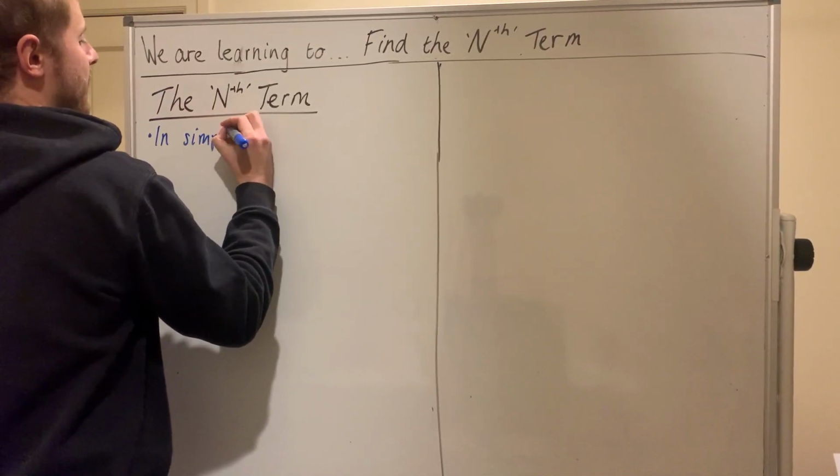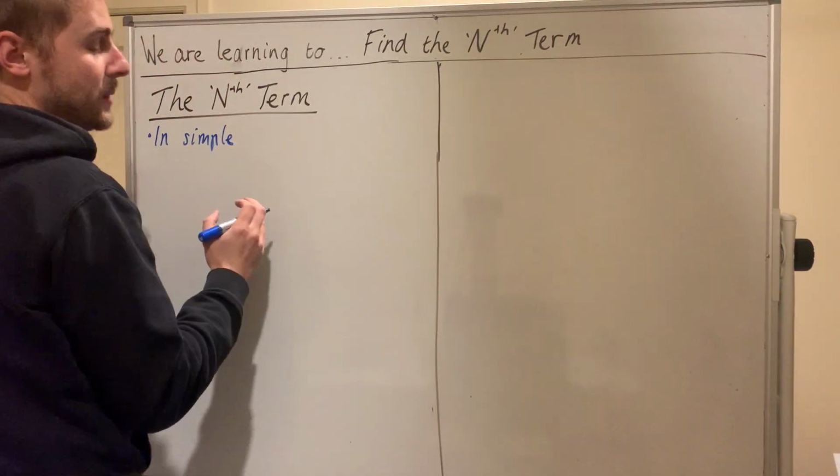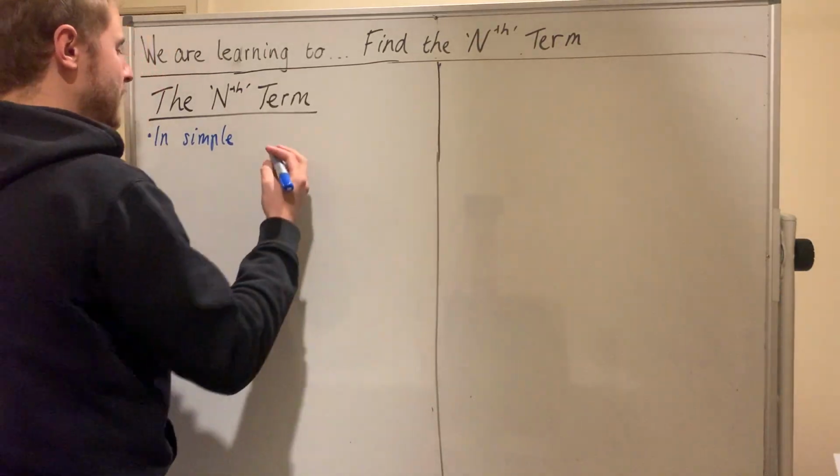Still going to be looking at it in the context of simple interest and unit cost and flat rate that we were looking at last lesson, but this is a much quicker way.